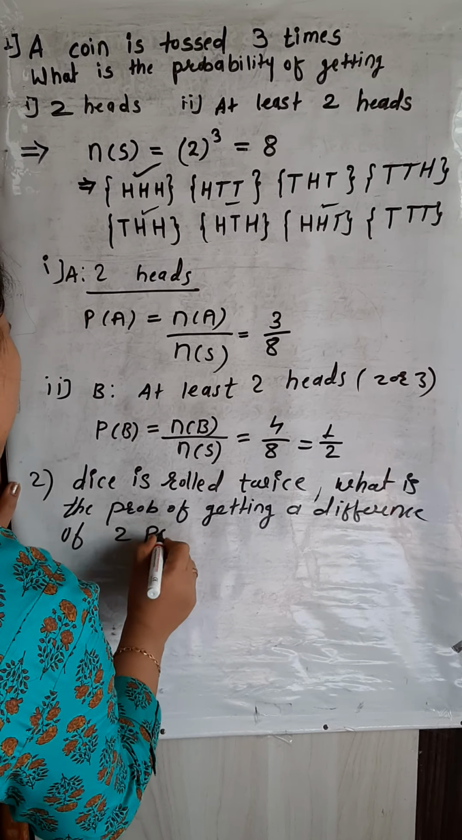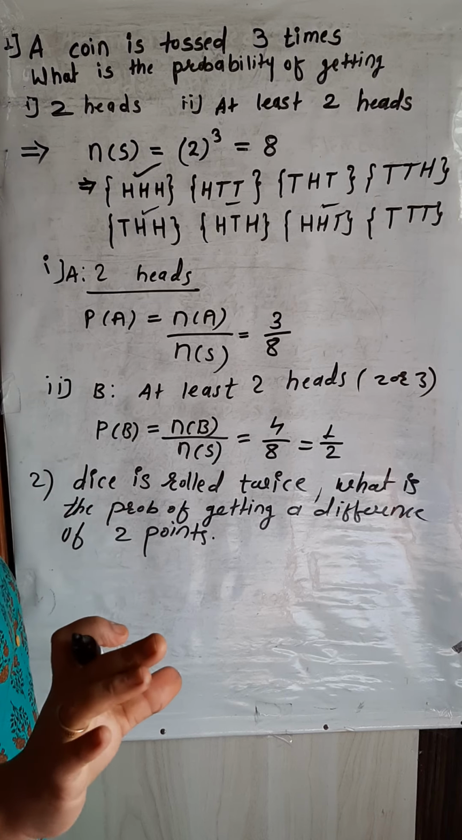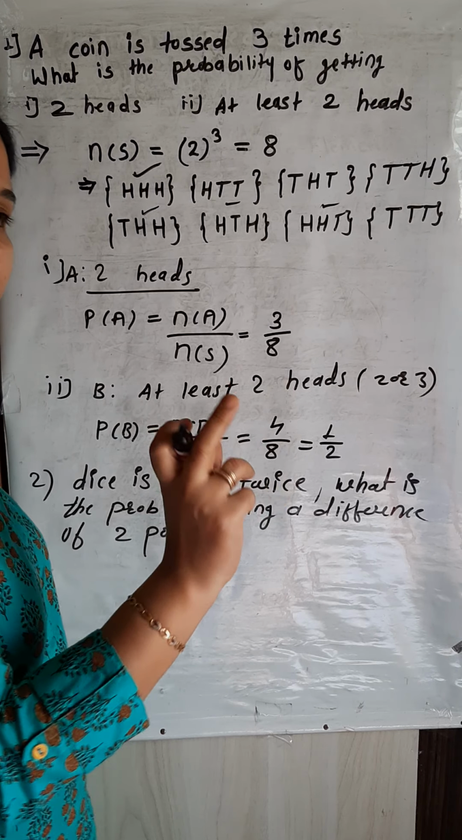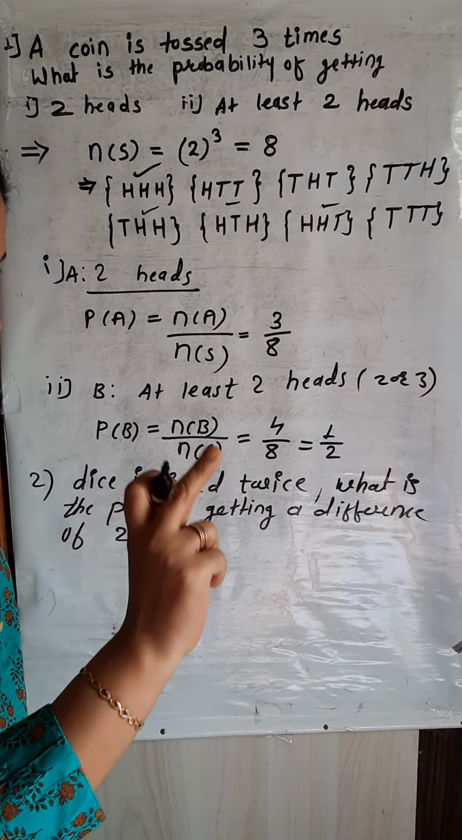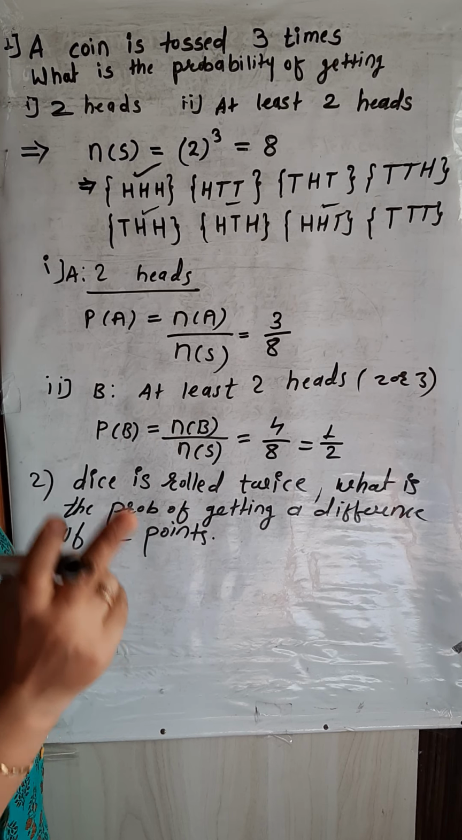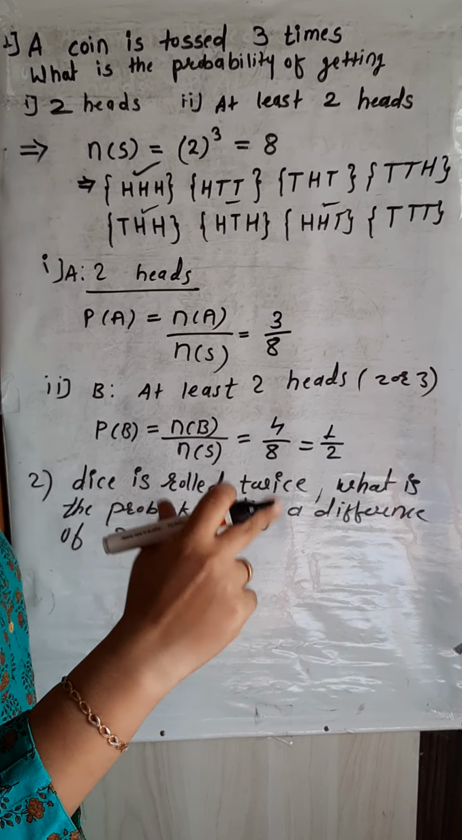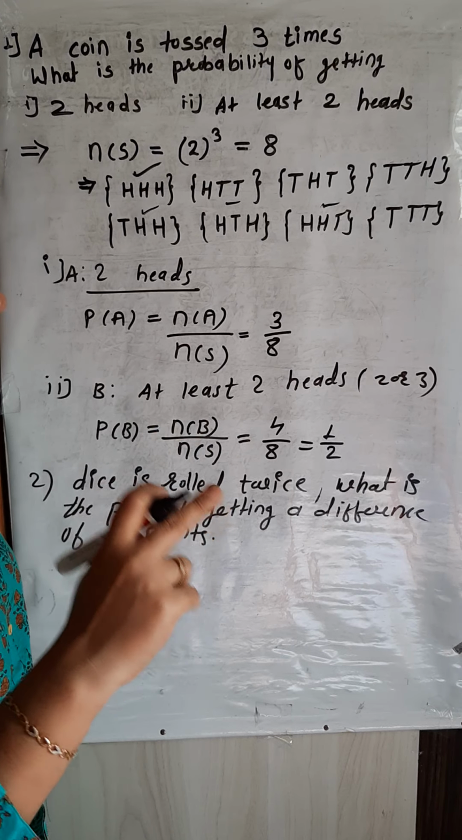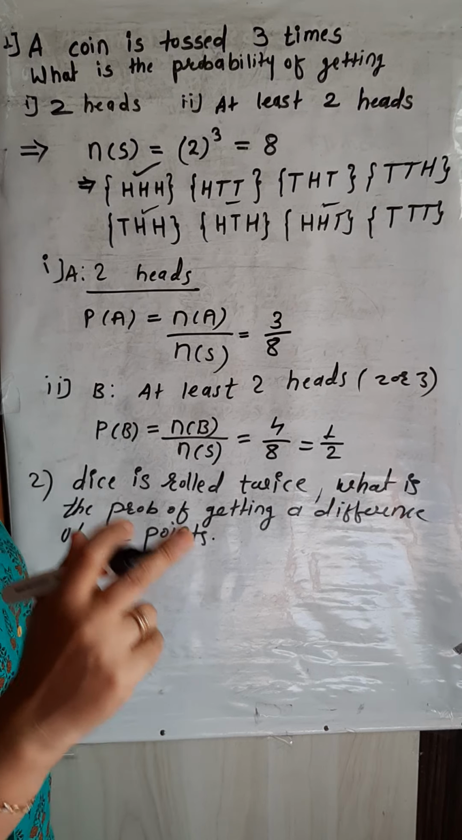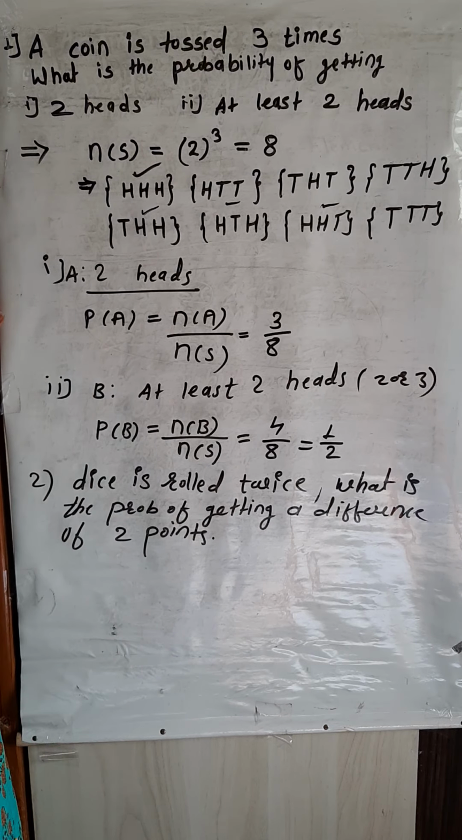2 points? Meaning we need to collect those outcomes which have a difference of 2 points. For example, 1,3 is having difference of 2. After that 2,4, right? 3,1, 1,3, then 3,5, then 4,2. Like this we have to write all those outcomes which are having difference of 2.